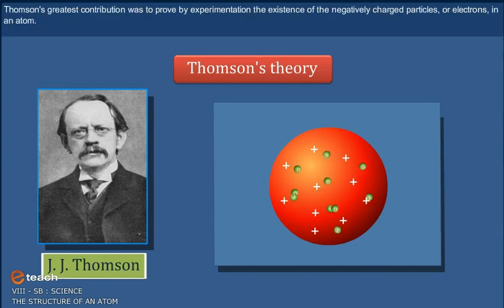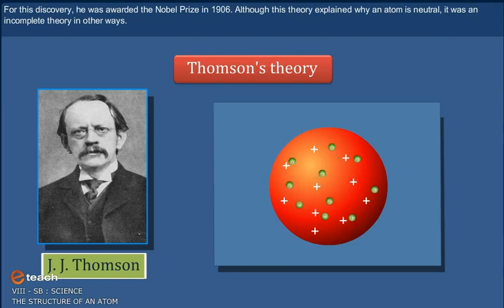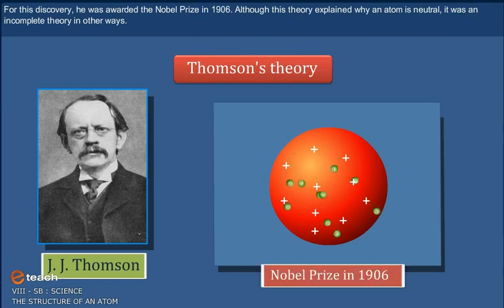Thomson's great contribution was to prove by experimentation the existence of negatively charged particles, or electrons, in an atom. For this discovery, he was awarded the Nobel Prize in 1906. Although this theory explained why an atom is neutral, it was an incomplete theory in other ways.